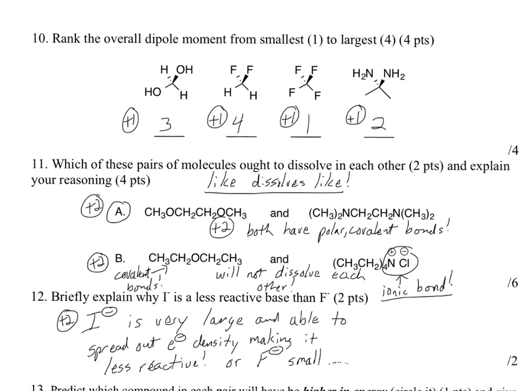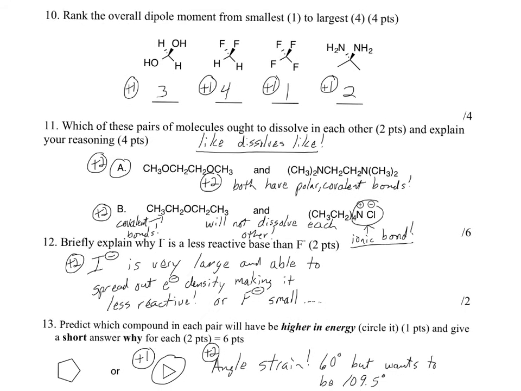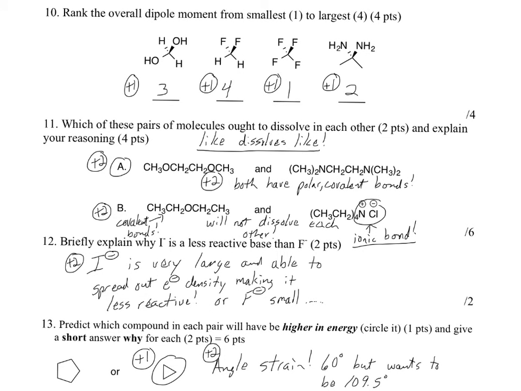Next part here, it says which of these pairs of molecules ought to dissolve in each other, and explain your reasoning. This comes back to like dissolves like. If you're a polar organic solvent and I'm a polar organic solvent, we would dissolve each other. So in this case, you have an ether, actually a diether, and a diamine. They both have polar covalent bonds, both have similar numbers of carbons, so they should dissolve each other.